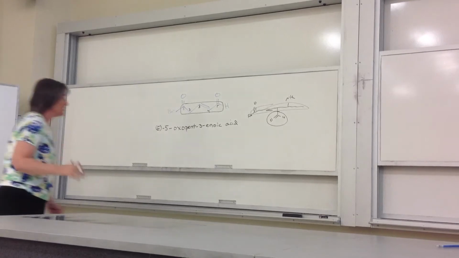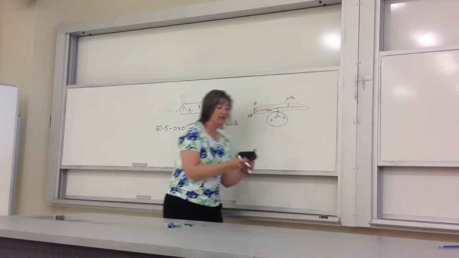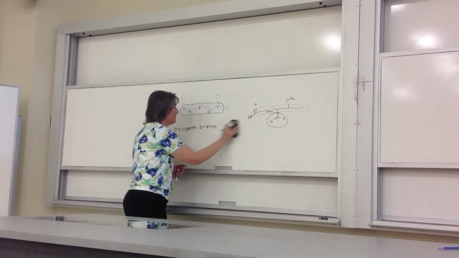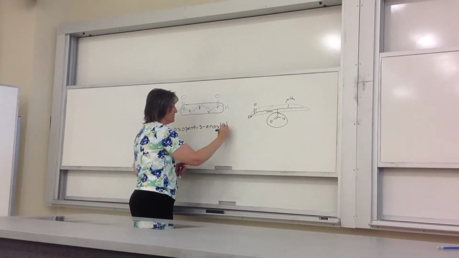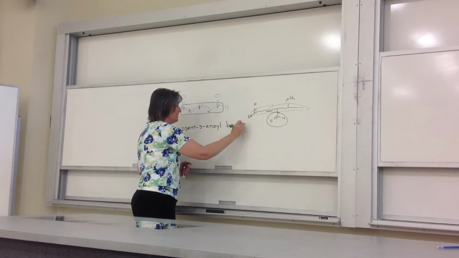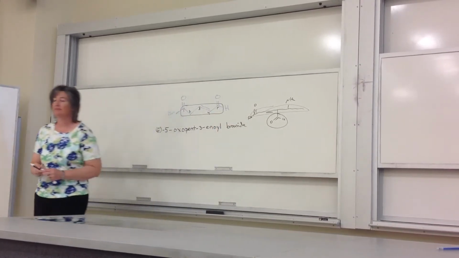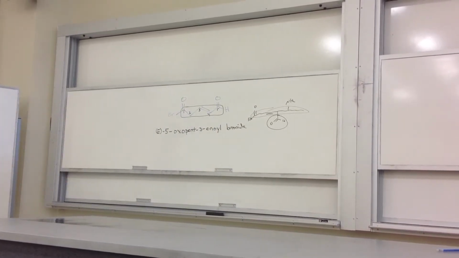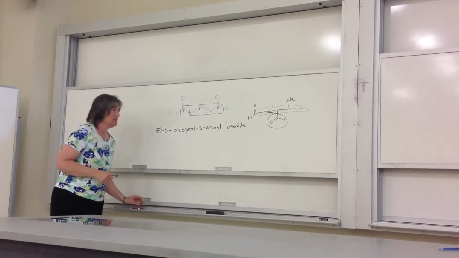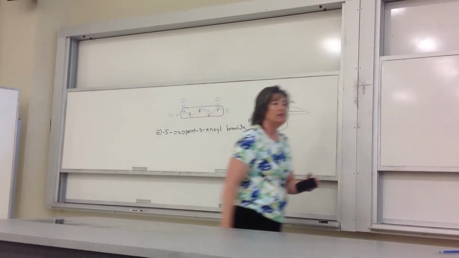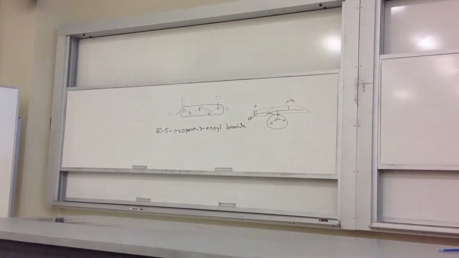Okay, the rest of this is easy. It's actually an acid bromide. So we get rid of the "ic acid" and go "yl", space, bromide. Okay. Any questions?